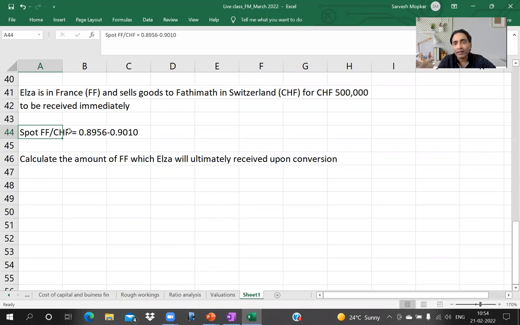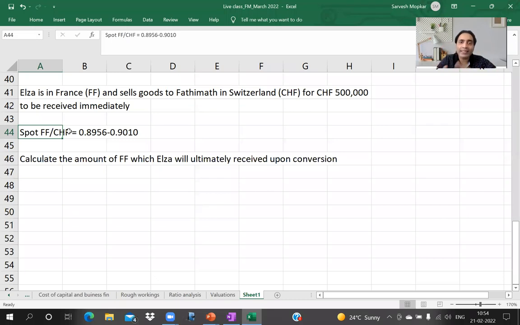Elsa and bank, two parties. They're going to exchange, they're going to convert 500,000 CHF. CHF itself is the commodity. Elsa is going to receive CHF from Fatima. What is she going to do with this CHF? She is going to go and sell. And CHF itself is a commodity, that's why I'm talking from CHF's perspective. Elsa is going to sell CHF.